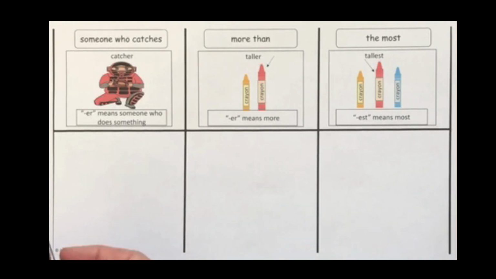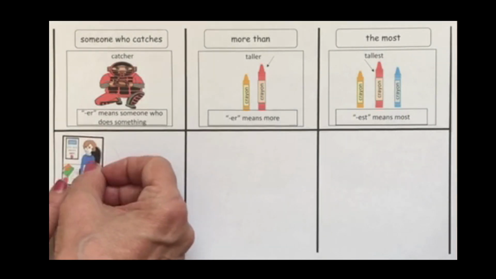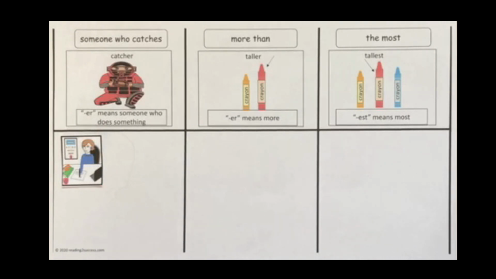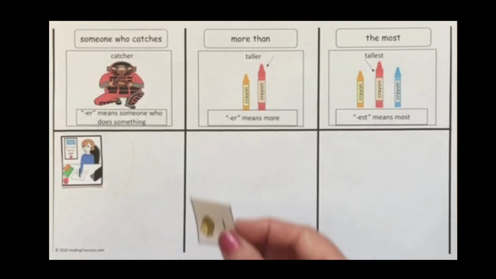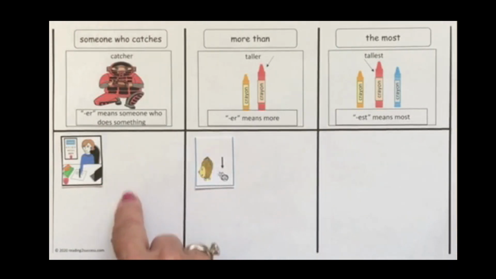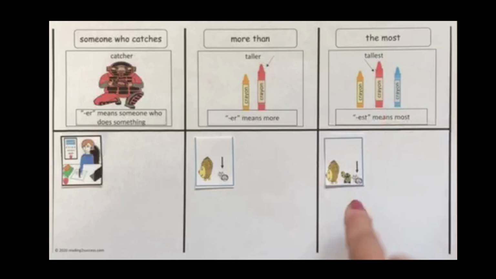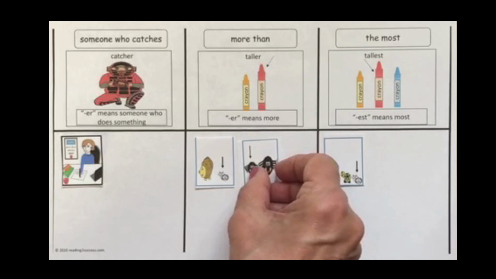Okay, this is a teacher who does something. She teaches. And then we have a hedgehog and a snail. And we're looking at which one is slower, and it is the snail. And then we're going to look at three, comparing the hedgehog, turtle, and snail. And now it is the slowest because there's more than two. There are three.